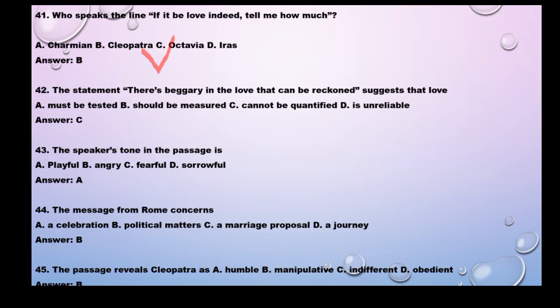And of course, the statement, there's beggary in the love that can be reckoned, suggests that love cannot be quantified. And our answer is it cannot be reckoned, it cannot be quantified. The speaker's tone in the passage is, of course, playful. And of course, the message from Rome concerns political matters, about Antony coming home and his wife's death. Then the passage reveals Cleopatra as humble, manipulative, indifferent, or obedient. And our answer is manipulative.